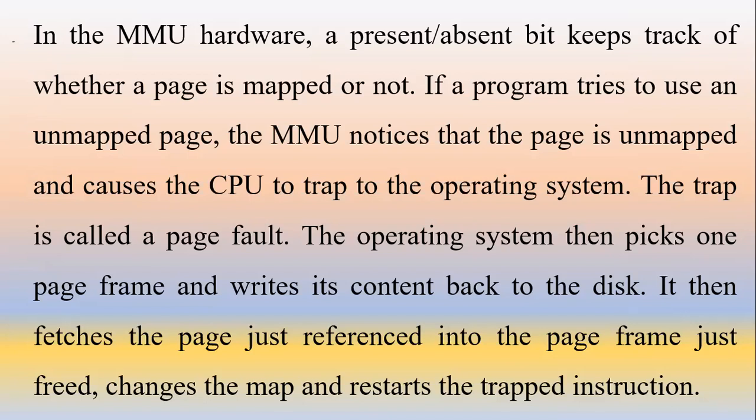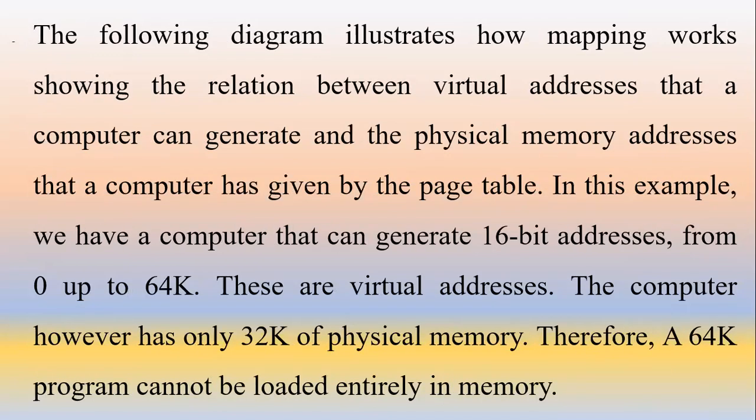In the memory management unit hardware, a present and absent bit keeps track of whether a page is mapped or not. If a program tries to use an unmapped page, the memory management unit notices that the page is unmapped and causes the central processing unit to trap to the operating system. This trap is called a page fault, and we are going to discuss more on this under paging. The operating system then picks one page frame and writes its contents back to the disk. It then fetches the page just referenced into the page frame just freed, changes the map, and restarts the trapped instruction.